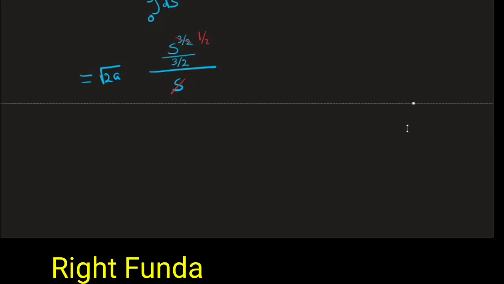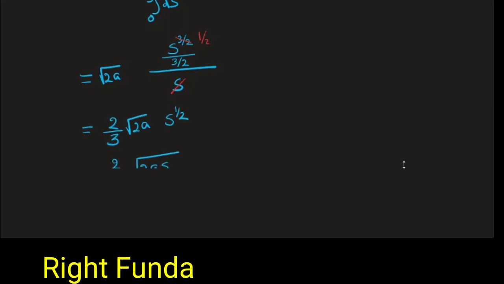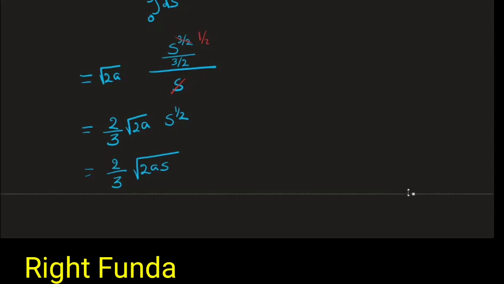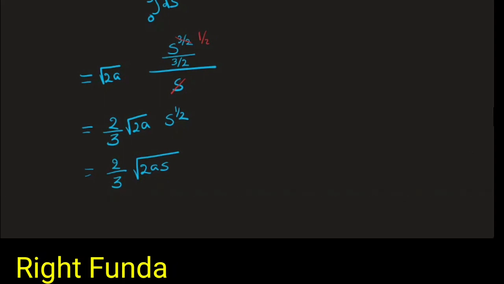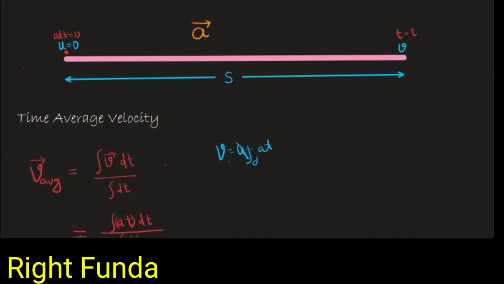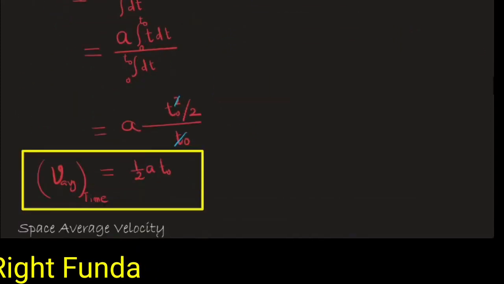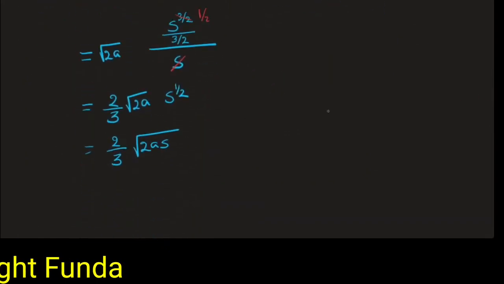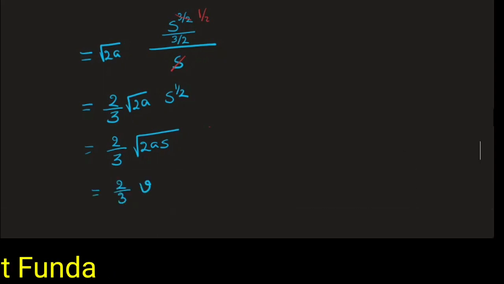I got the answer to be equal to 2 by 3 into under root 2as. But under root 2as is what? We have discussed here, this is the velocity after traveling s, which is nothing but the v that we have calculated here, v is equal to under root 2as. So in place of under root 2as, I can put this as 2/3 of the velocity attained after t0 time.